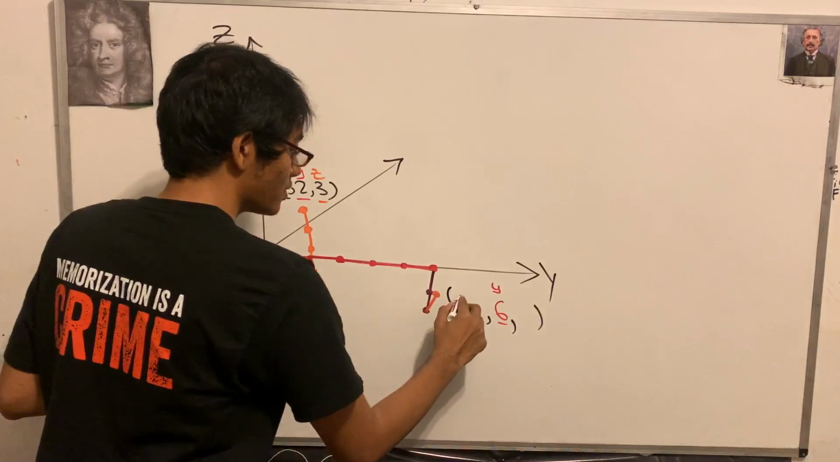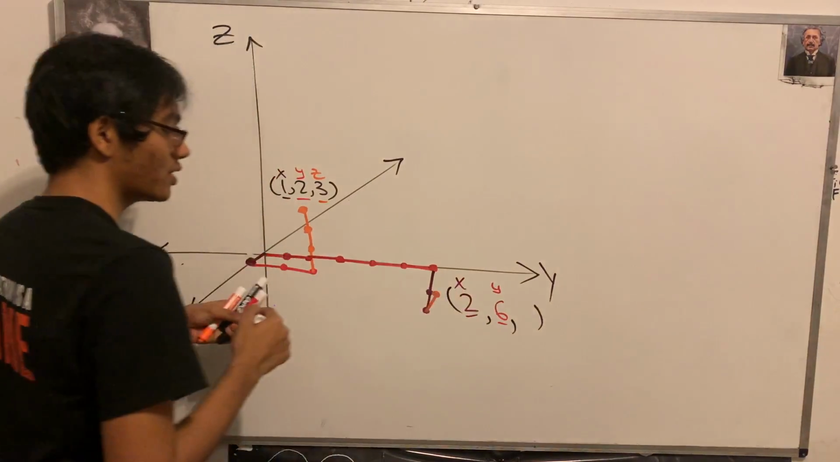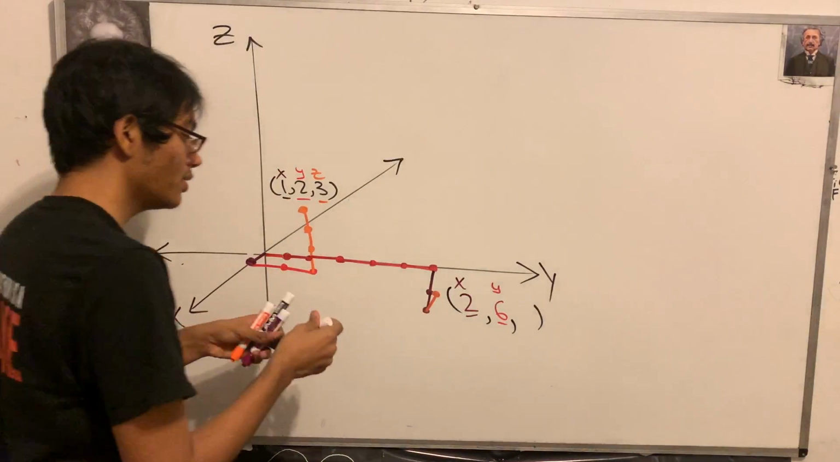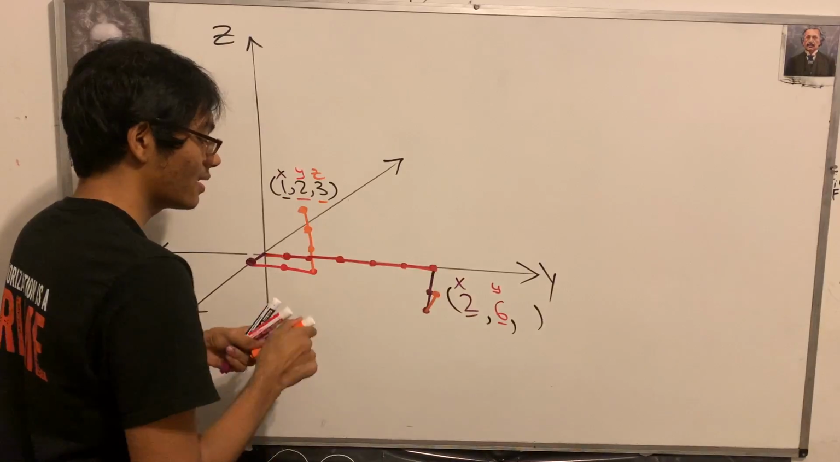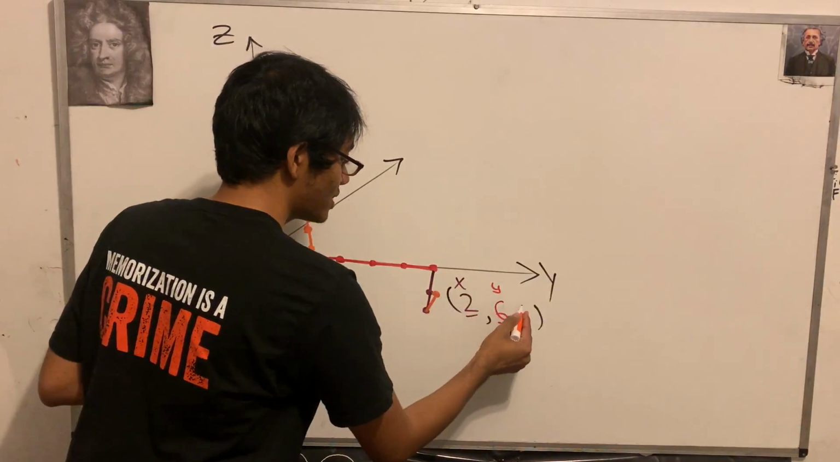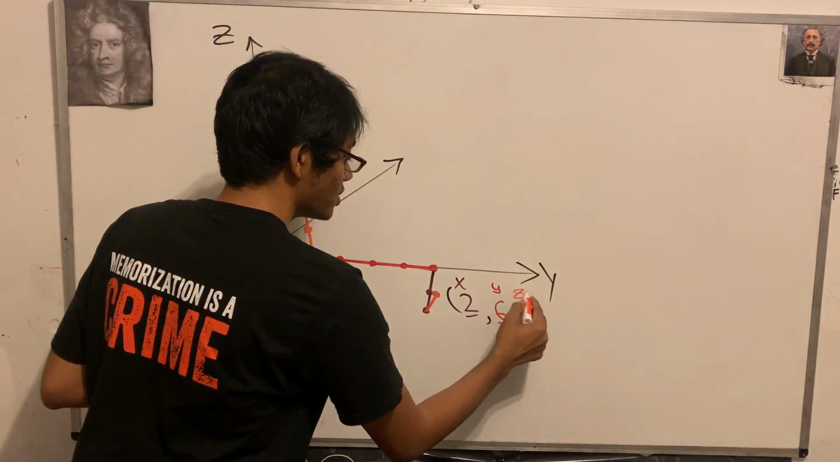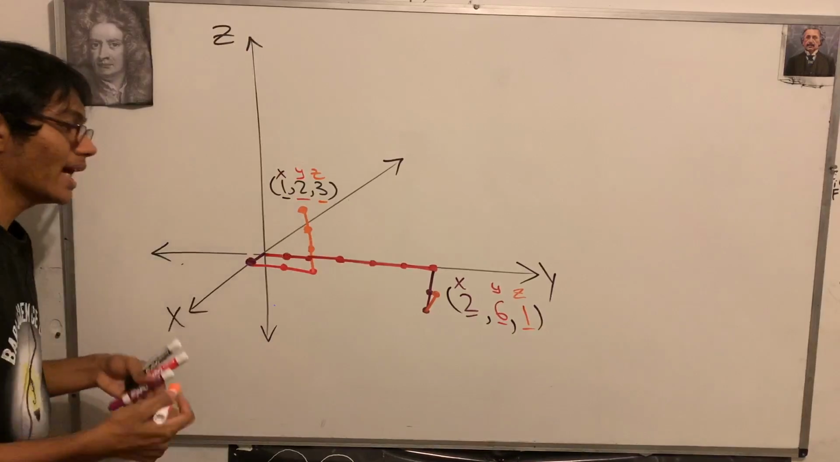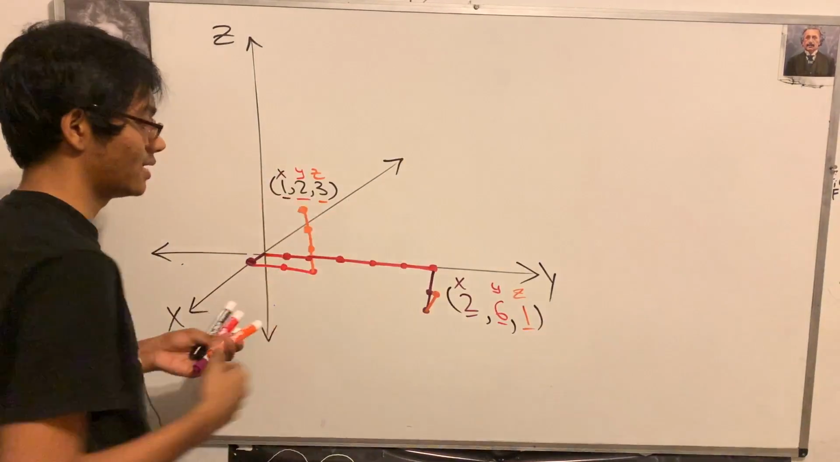1, 2. So that's going to be 2 steps in my x direction. So my x coordinate will be 2. And finally, how many steps did I take in my z direction? I took only 1 step, so my z coordinate is just going to be 1. Now, how do I find the distance between these 2 points?